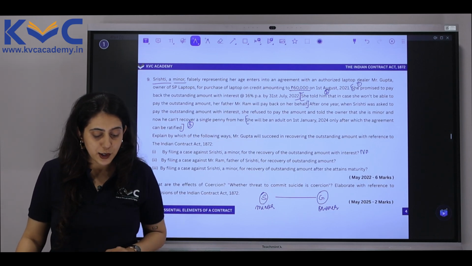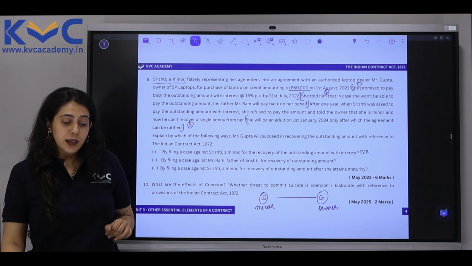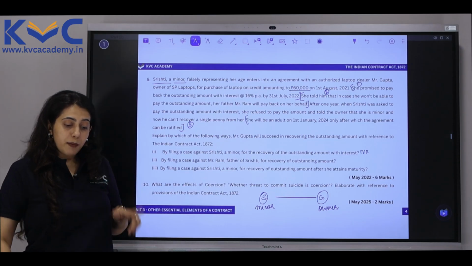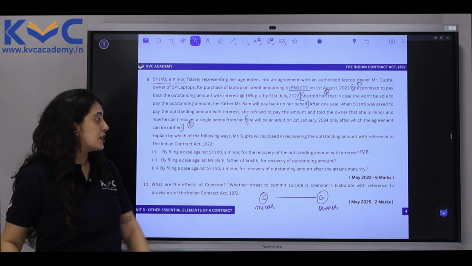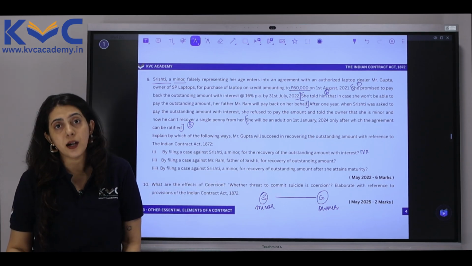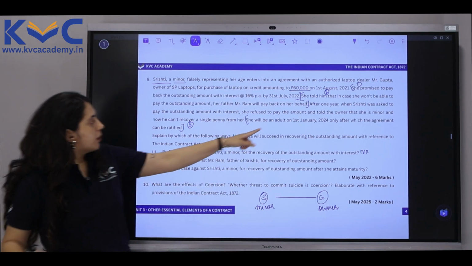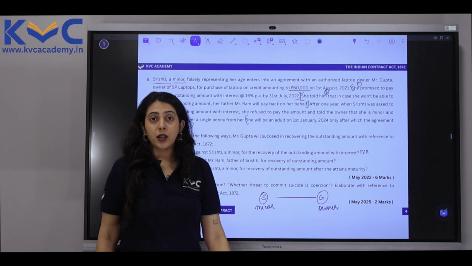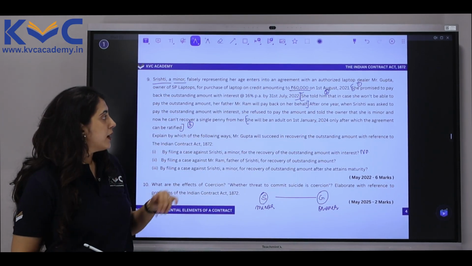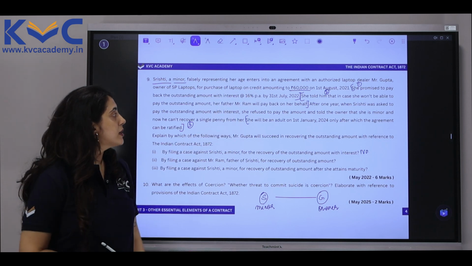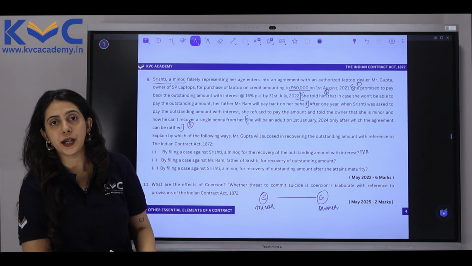Let's see what happens in case 2. Case 2 is asking us, can Mr. Gupta recover the money by filing a case against Mr. Ram, the father of Shrishti, for recovering the outstanding amount? In the second point that I have marked here, Shrishti tells him that in case she is not able to repay the outstanding amount, her father, Mr. Ram, will pay it back on her behalf.